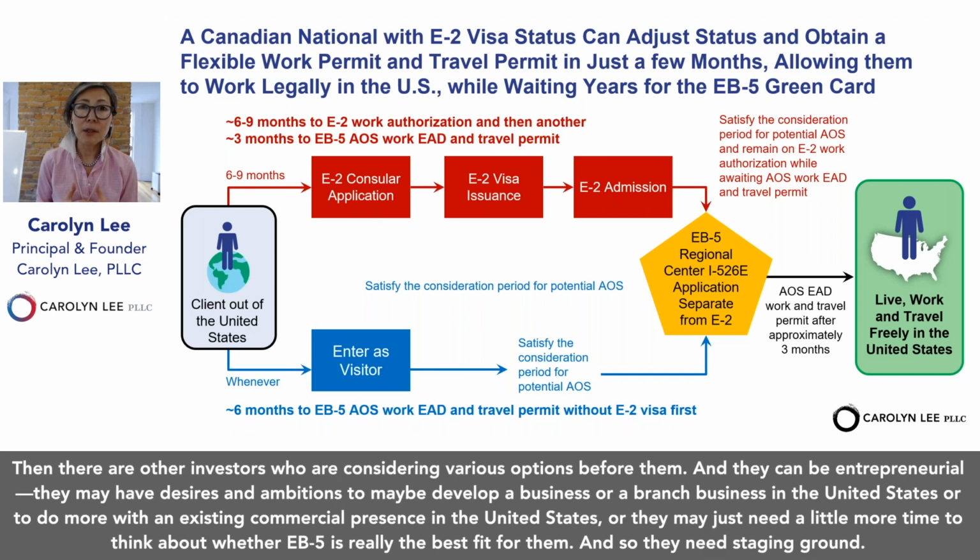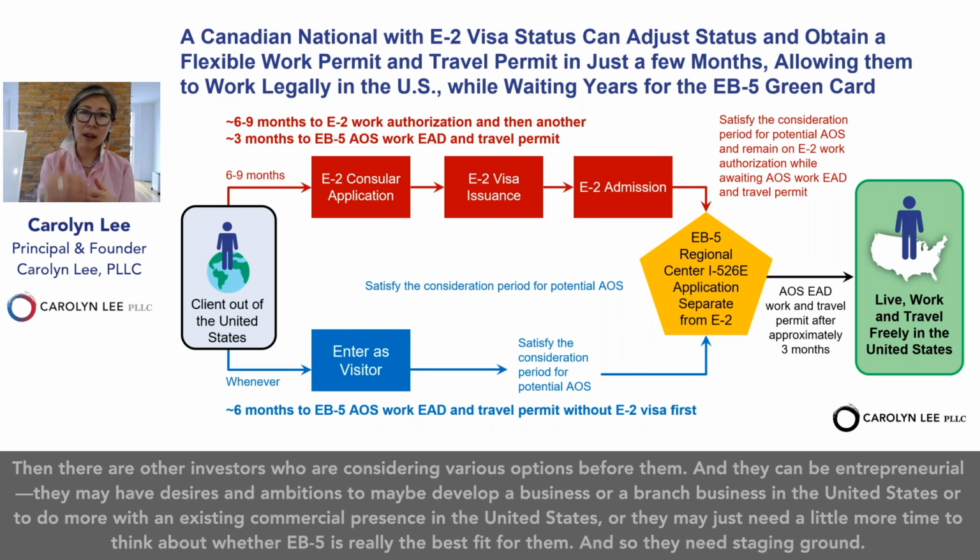Then there are other investors who are considering various options before them, and they can be entrepreneurial. They may have desires and ambitions to develop a business or a branch business in the United States, or to do more with an existing commercial presence in the United States, or they may just need a little more time to think about whether EB-5 is really the best fit for them. And so they kind of need a staging ground.